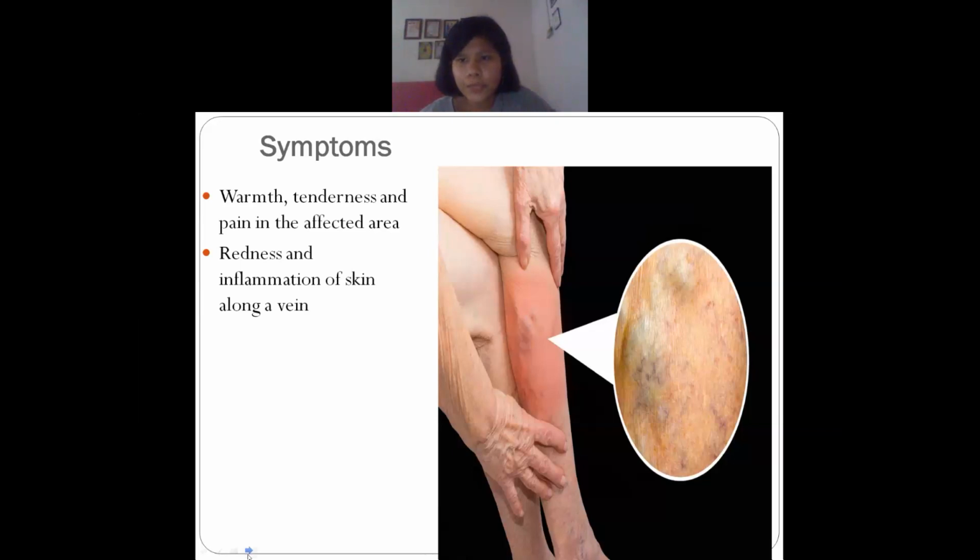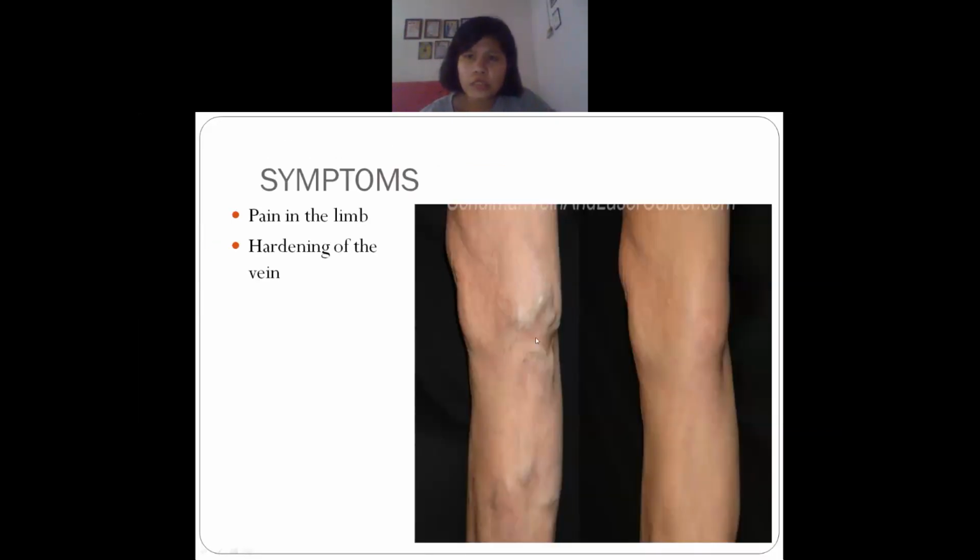And next is pain in the limb. Obviously there will be pain. Next is hardening of the vein, which means the vein will become hard. Why? Because there is a blood clot. Only in the skin portion you will find tenderness and redness, but pain in the limb you will find mostly in this place. Okay, the vein will become hard. Is it clear about the symptoms, everyone? Yes, ma'am. Okay.